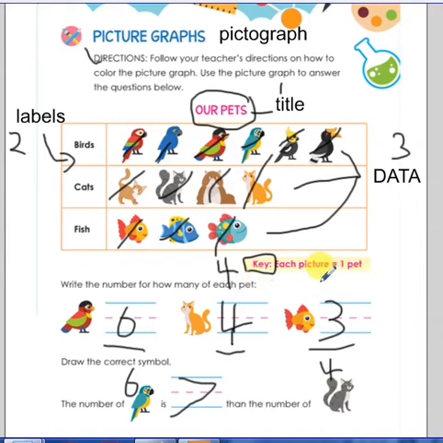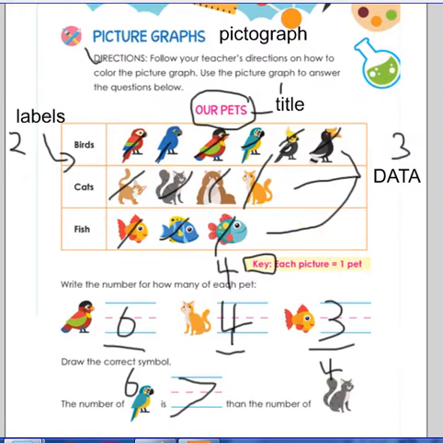What's the meaning of pets? The animals that live in my house are called pets, like cat, like dog, like turtle, like any animal that can live in my house. Pet. So each picture equals one pet. This is the key of this picture graph.